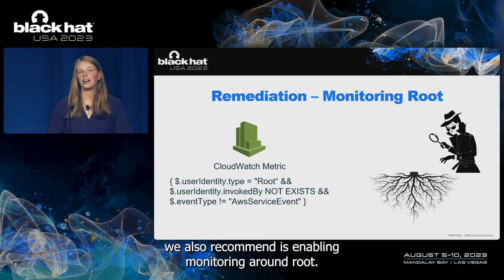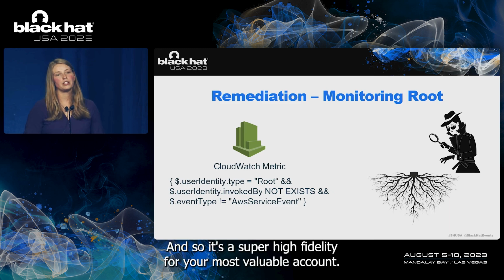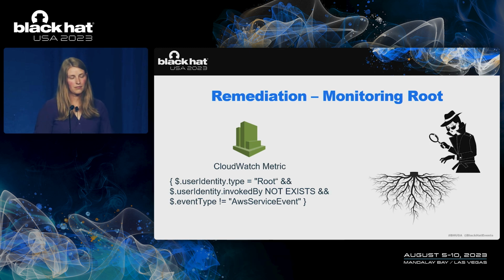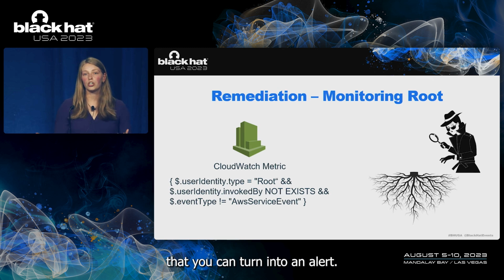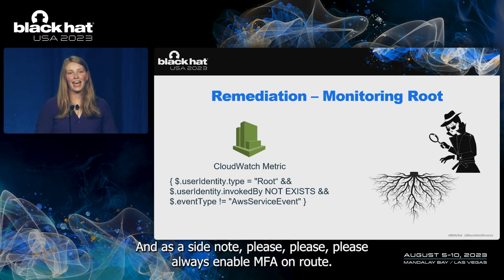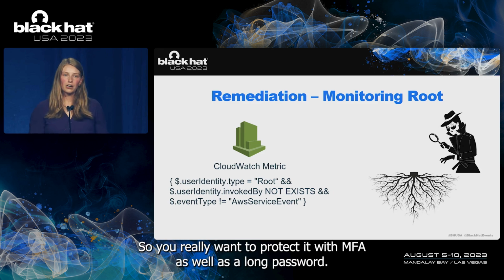One thing we also recommend is enabling monitoring around root. It should not be used other than a handful of account management tasks, and so it's a super high fidelity alert for your most valuable account. On the left is a CloudWatch metric that AWS provides that you can turn into an alert. And as a side note, please, please, please always enable MFA on root. There's no restrictions to what root can do, so you really want to protect it with MFA as well as a long password.